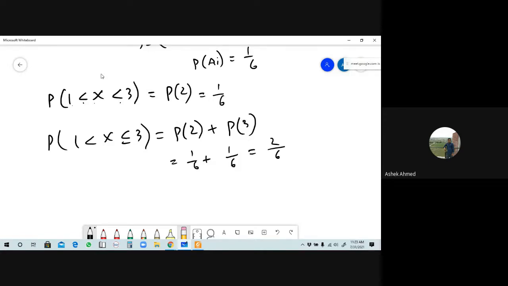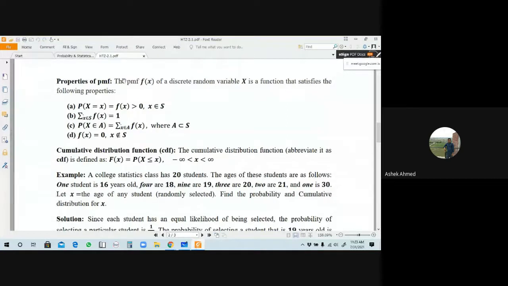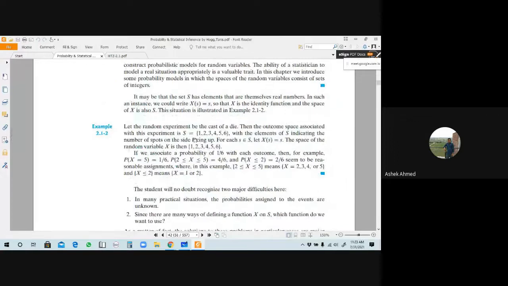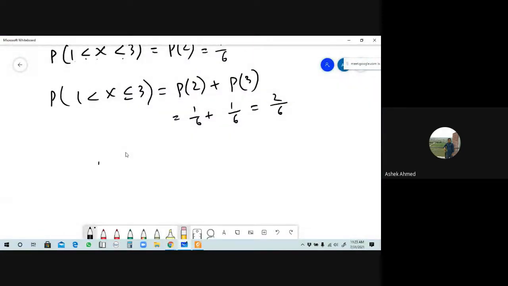Okay? Yes, sir. In this example, these types of examples have been given, so everyone look at them, okay? Look at how 4/6 came, how 1/6 came.